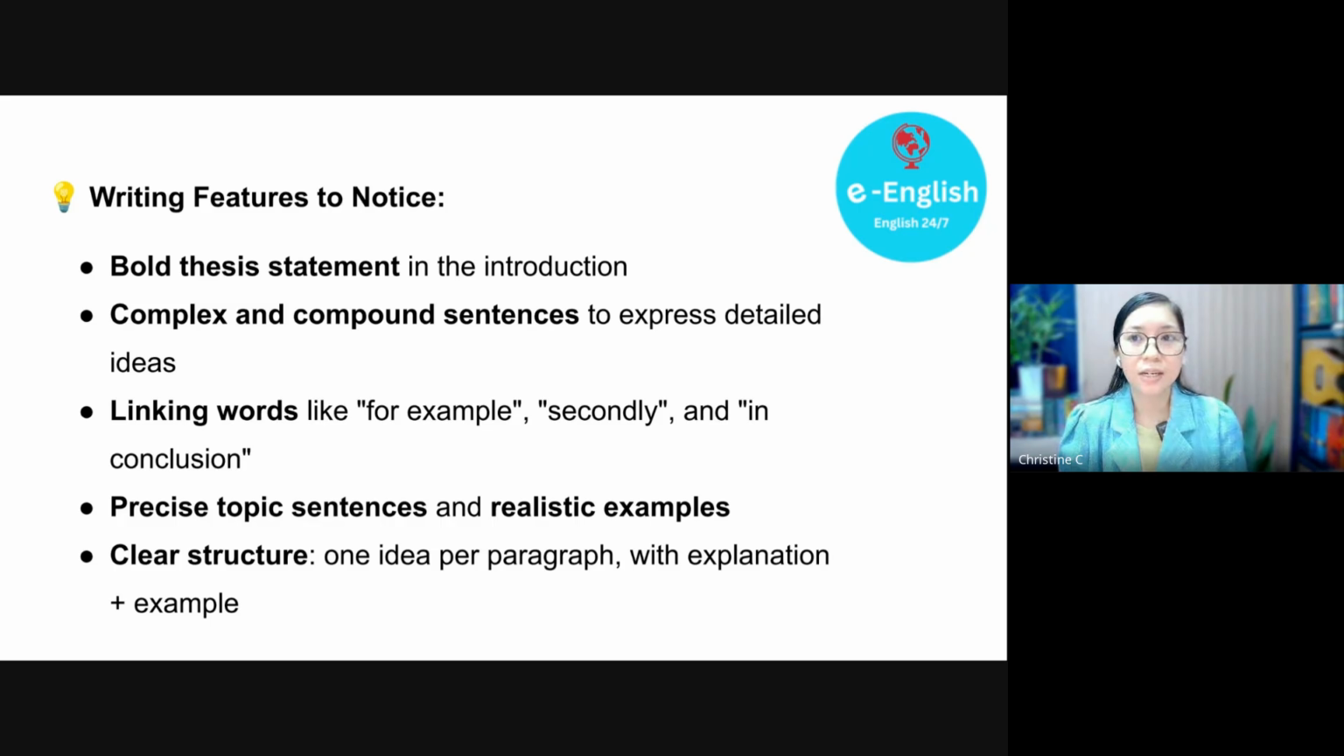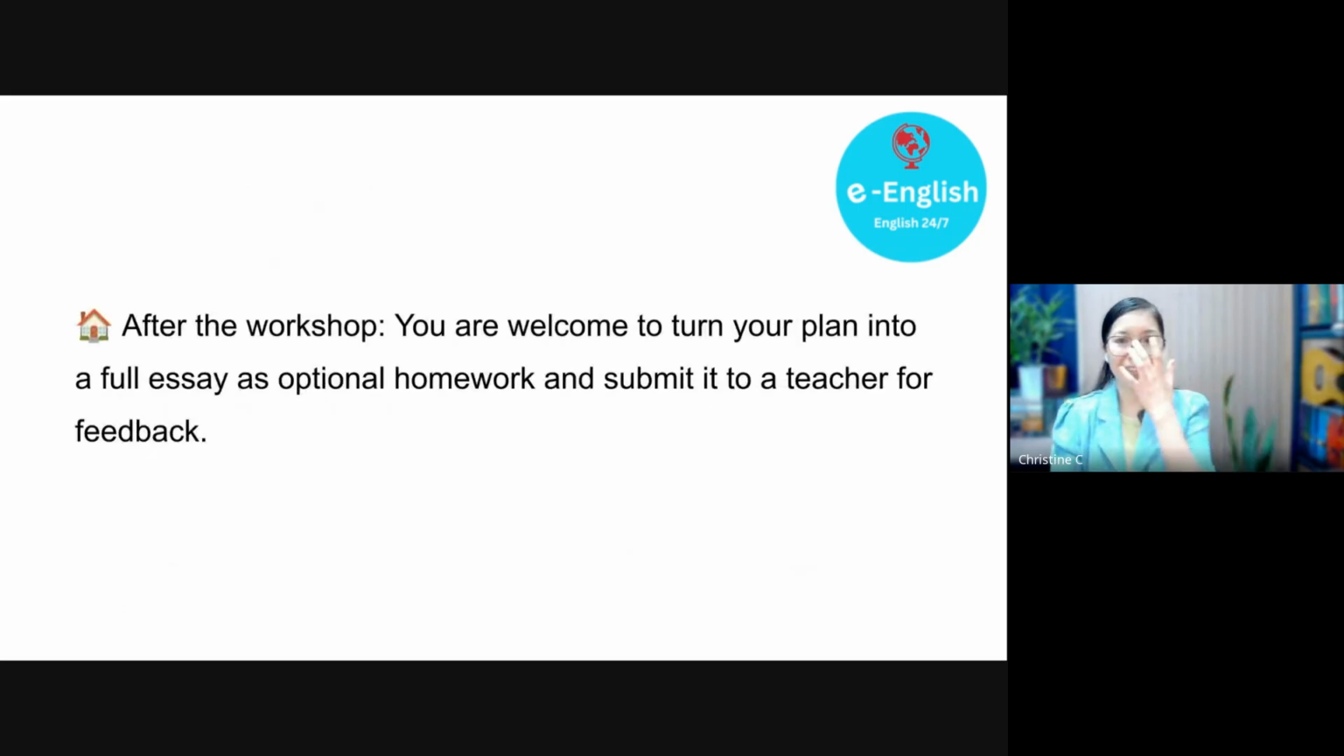Second, we also see sentence fluency. We see complex and compound sentences to express detailed ideas. We see some transitional phrases and expressions. We see connectives, linking words like, for example, secondly, in conclusion. We also see precise topic sentences and realistic examples. And finally, the structure is clear because you made an outline before writing it. Okay, you also give explanations and examples.